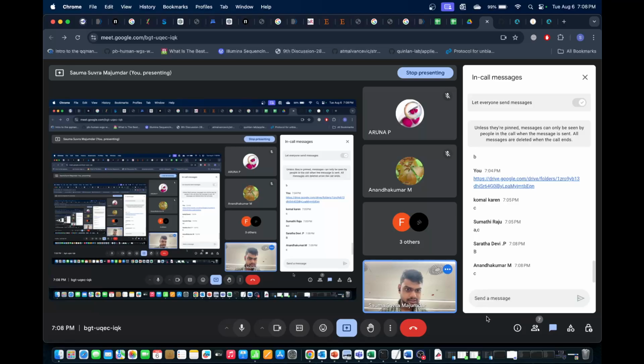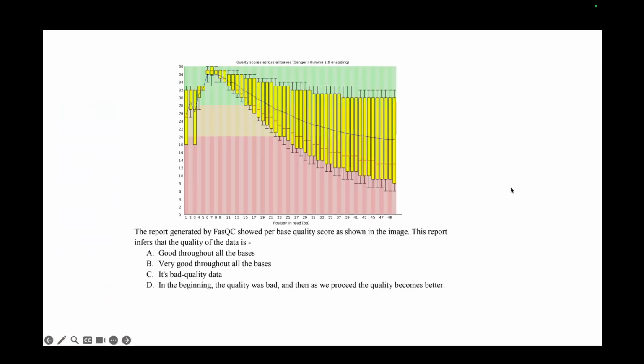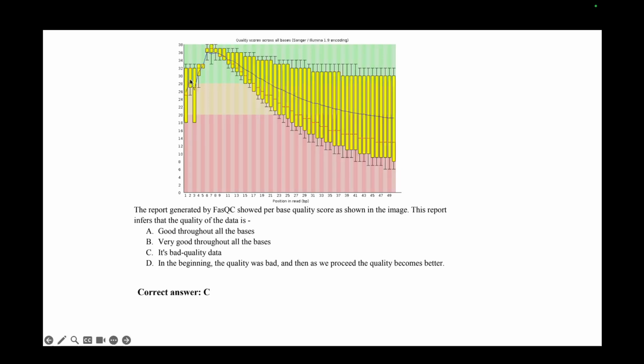I'm hoping that's for the above question. Yeah, it's bad quality, as you can see. Initially, it started off at least decent, if you had a median around 24, 25. But as it went on, you see the box plots became broader in number.